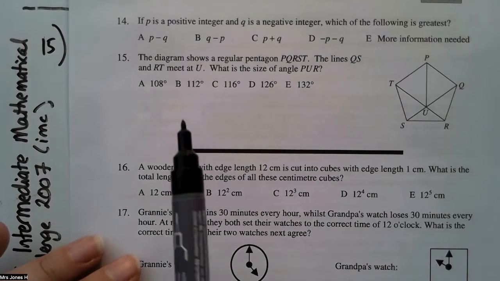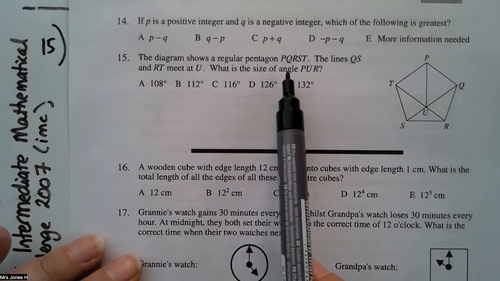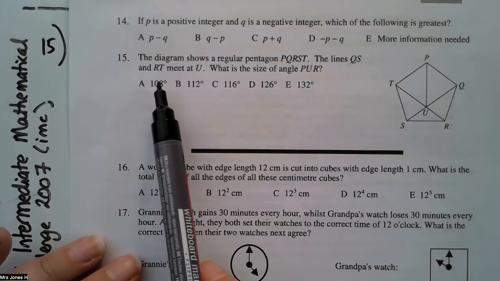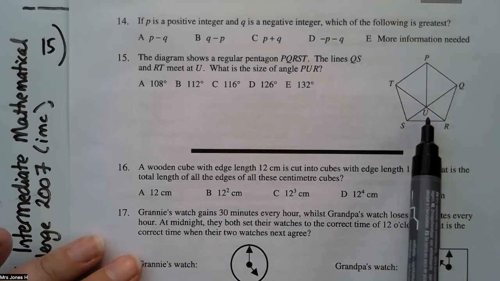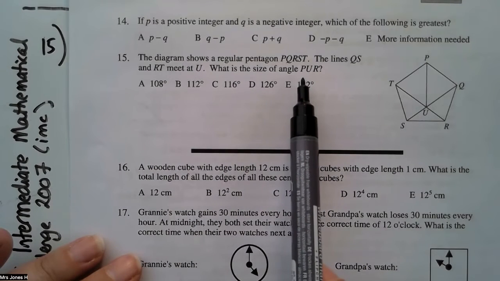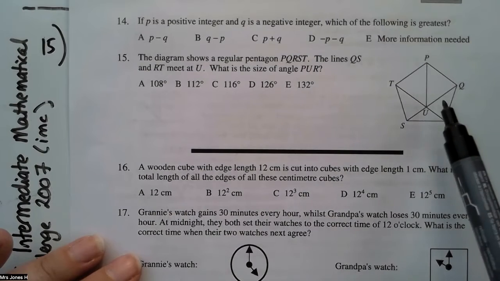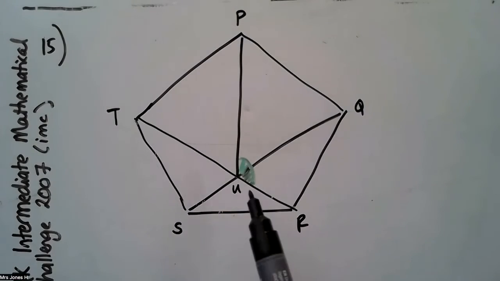Question 15. The diagram shows a regular pentagon. The lines QS and RT meet at U. What is the size of the angle PUR? So we're looking at this angle in here.